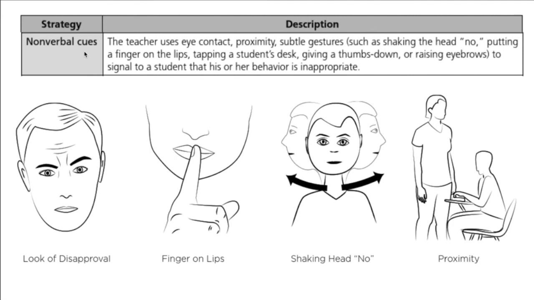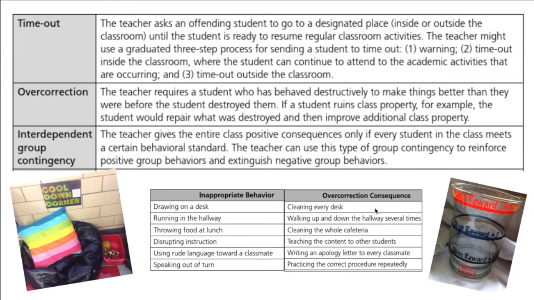Nonverbal cues. These are when the teacher uses eye contact, proximity, subtle gestures such as shaking your head no, putting your fingers to your lips, a look of disapproval, or moving closer to a student to signal to the student that his or her behavior is inappropriate. Nonverbal cues can be very, very powerful. In addition, we might consider strategies such as timeout, where we ask a student who's not in compliance to go to a designated place inside or outside the classroom until the student is ready to resume their regular classroom activities.